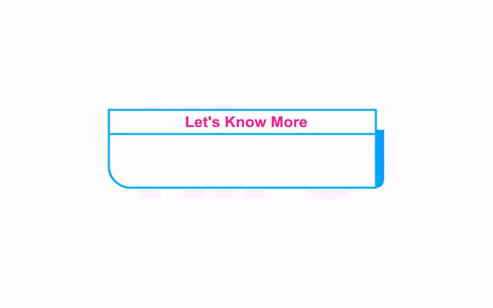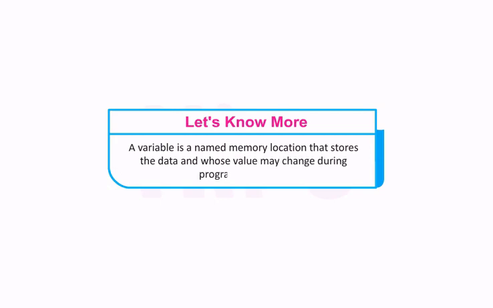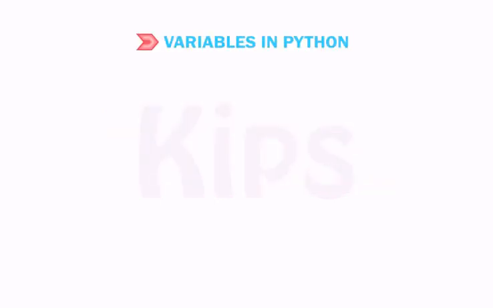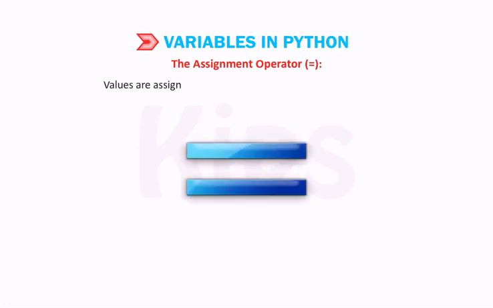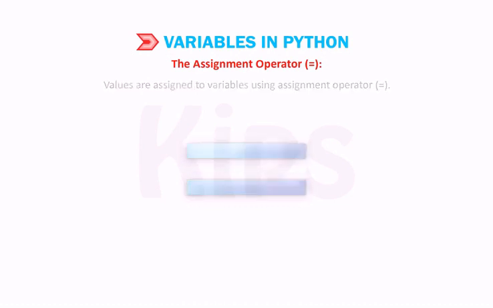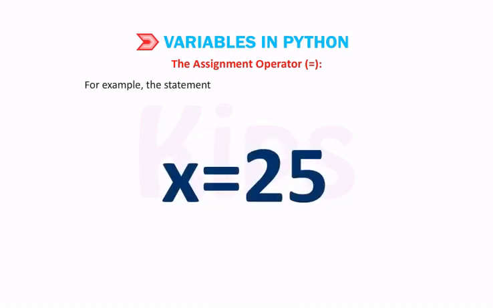Students, let's know more. A variable is a named memory location that stores the data and whose value may change during program execution. The assignment operator, equal to. Values are assigned to variables using assignment operator, equal to. For example, the statement x equals 25 assigns the value 25 to the variable x.